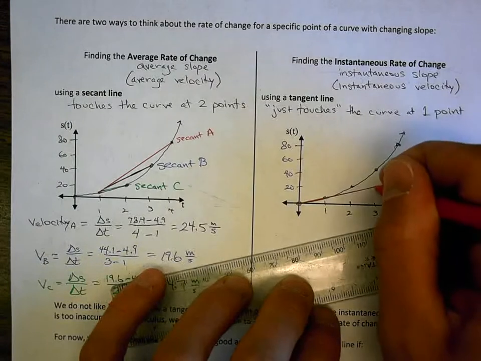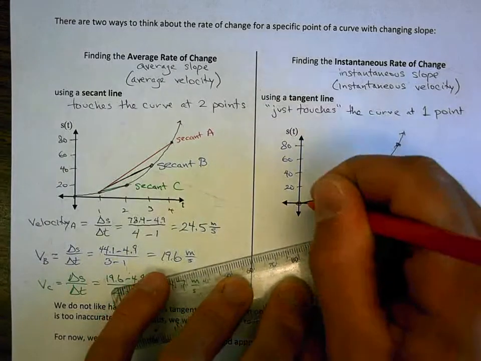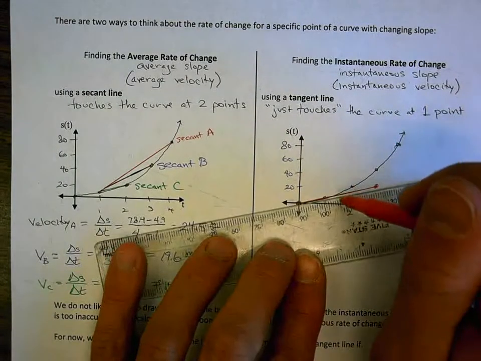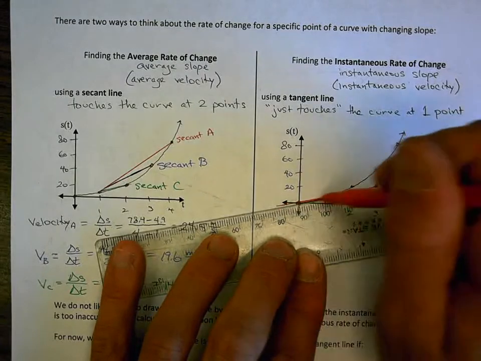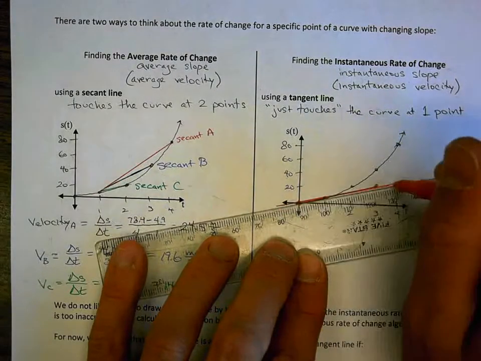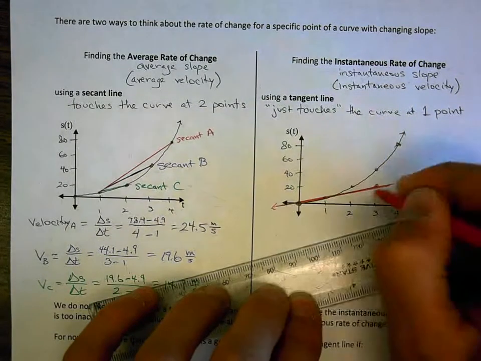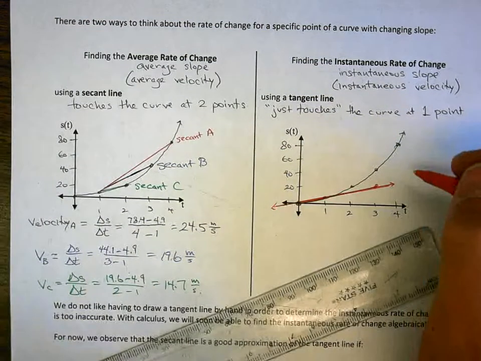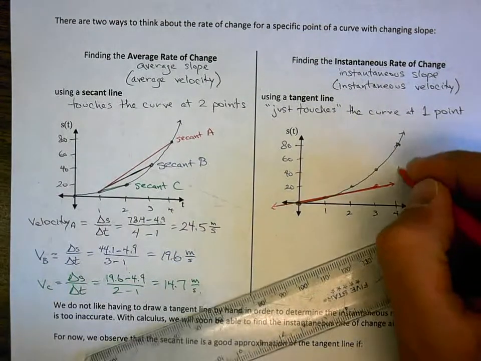Now, using my tangent line, so there's my tangent line. Again, yours is going to look slightly different than mine, but the point is that it's a line that just touches the curve. Tangent.